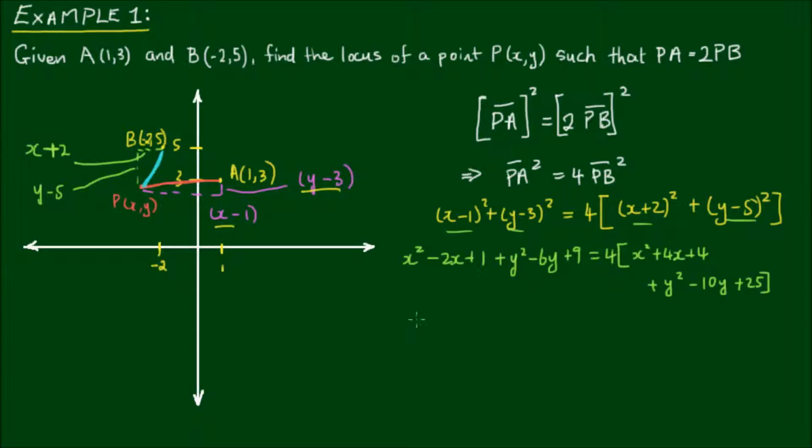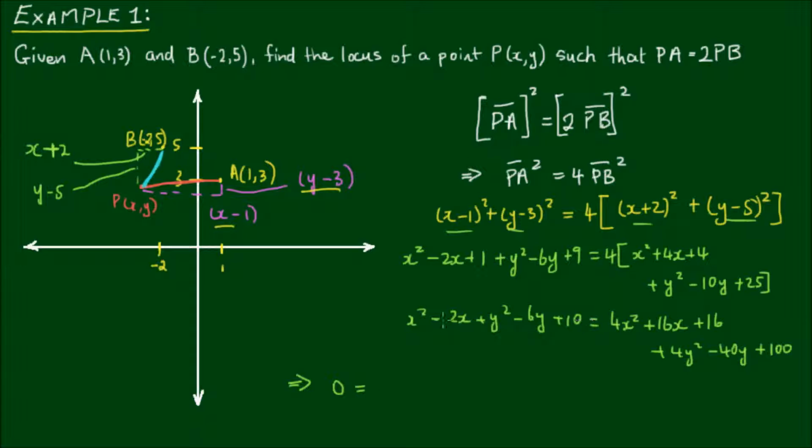Now let's clean up and simplify a little bit. So we have x squared minus 2x plus y squared minus 6y plus 10 on the left hand side, and if we expand the 4 in, we'll get 4x squared plus 16x plus 16 plus 4y squared minus 40y plus 100. Now let's put everything on one side, so we have the left hand side equal to 0.